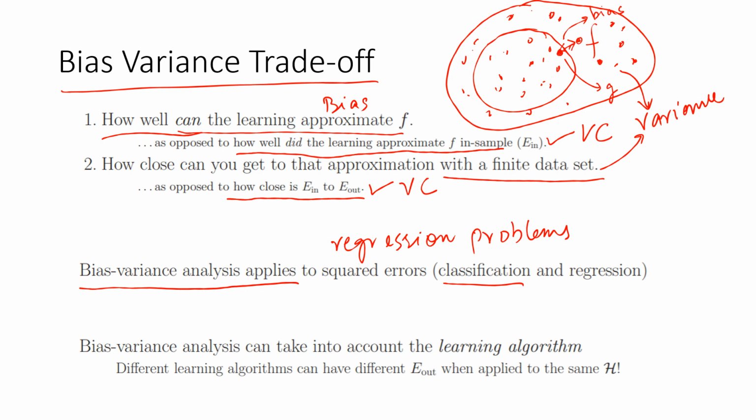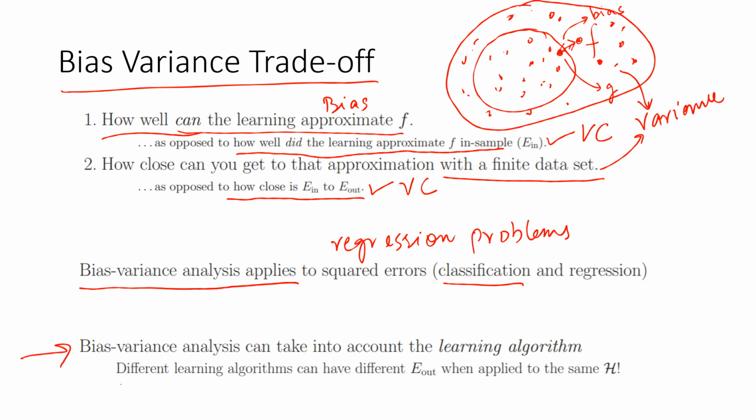Okay. Another additional point that I wanted to make was that in VC analysis, we were mostly focused on our hypothesis set. But bias variance analysis will take into account the learning algorithm itself. So basically, it's saying different algorithms can have different E out when applied to the same hypothesis set.